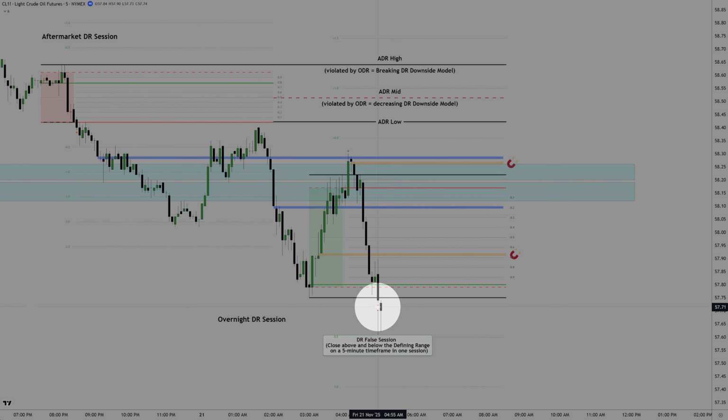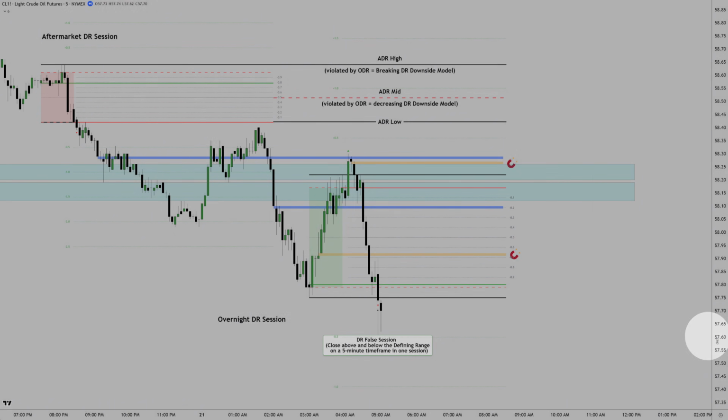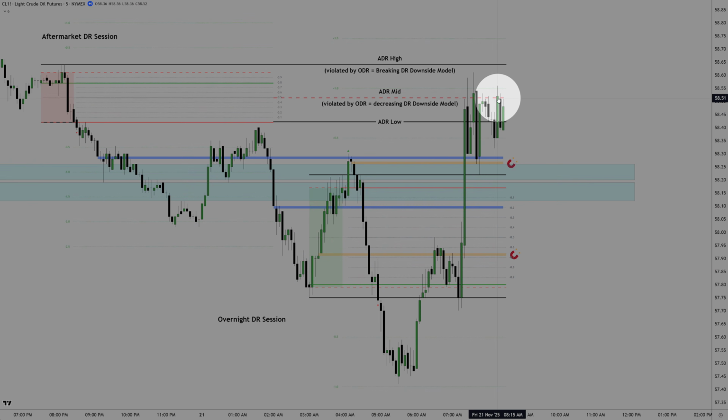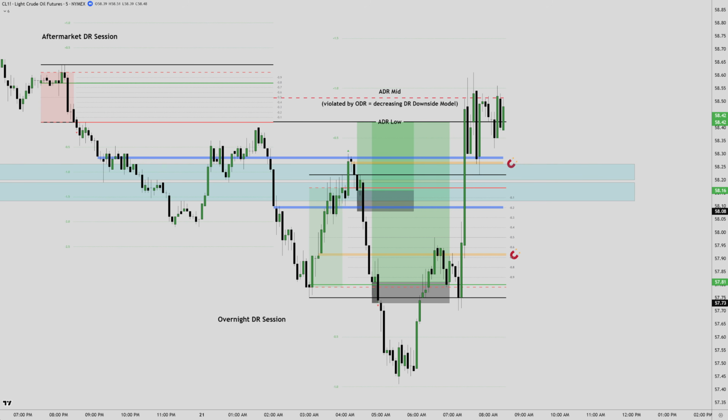a full false session. This is exactly why I teach you to risk a maximum of 2 bullets per session. Minus 2R is part of the game. That's how you protect your account and avoid the emotional spiral that leads traders to take a third trade they should never take. Even when probabilities are strongly in your favor, nothing is guaranteed.